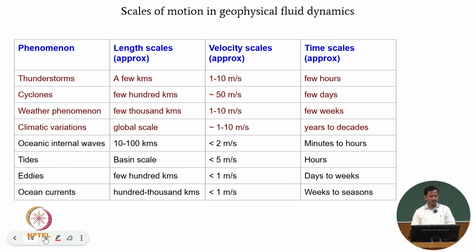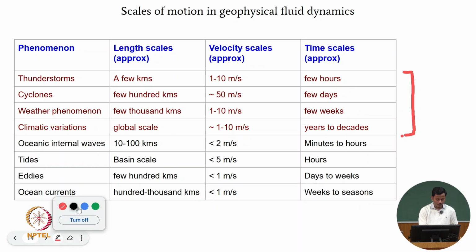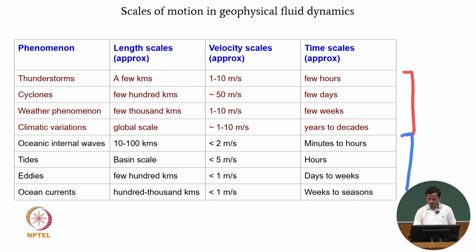So very briefly, these are some scales of motion in geophysical fluid dynamics. The first four are for the atmospheric phenomena, and the bottom four are for some phenomena that are observed in the ocean. So these are just representative phenomena, and these scales, as I mentioned, are approximate. So these are not exact scales. This can vary even by an order of magnitude. This is just to give you an understanding of how much variation can occur.